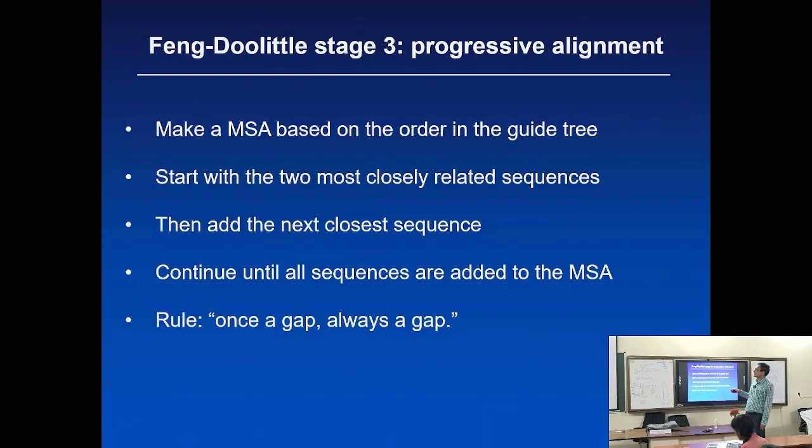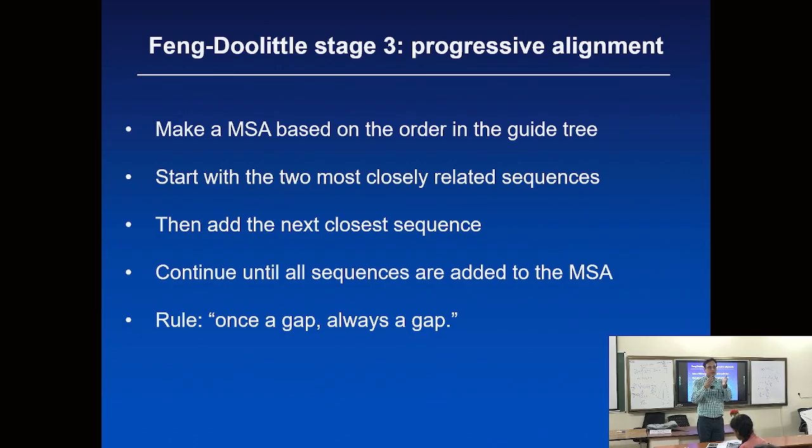So next is step number 3 in the progressive alignment. Once you have constructed the guide tree, you have to perform multiple alignment using the guide tree. You will start with the 2 most closely related sequences. Okay. So multiple alignment you have to do.